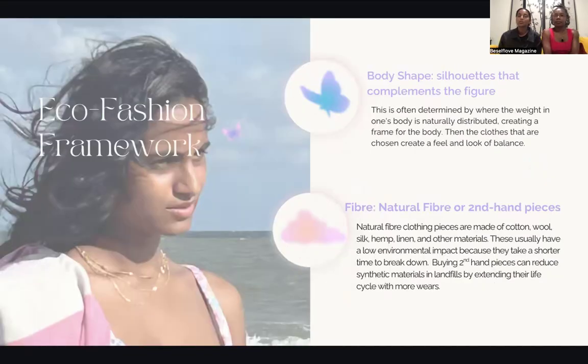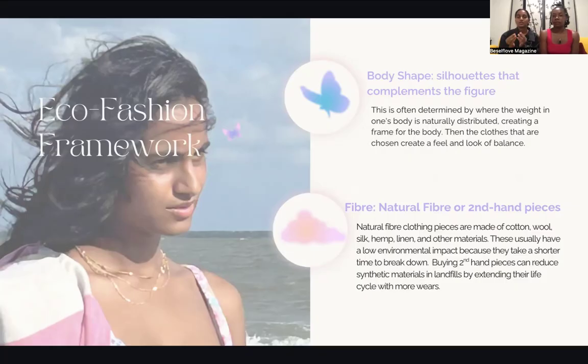And we have two more. So these are the five things that you can think about on your fingers when you're purchasing something, when you're thinking about your own style, or even looking at your own closet, and if you're trying to get rid of clothes. Body shape, silhouettes that complement the figure. This is a big thing that comes as a part of styling someone or designing anything.